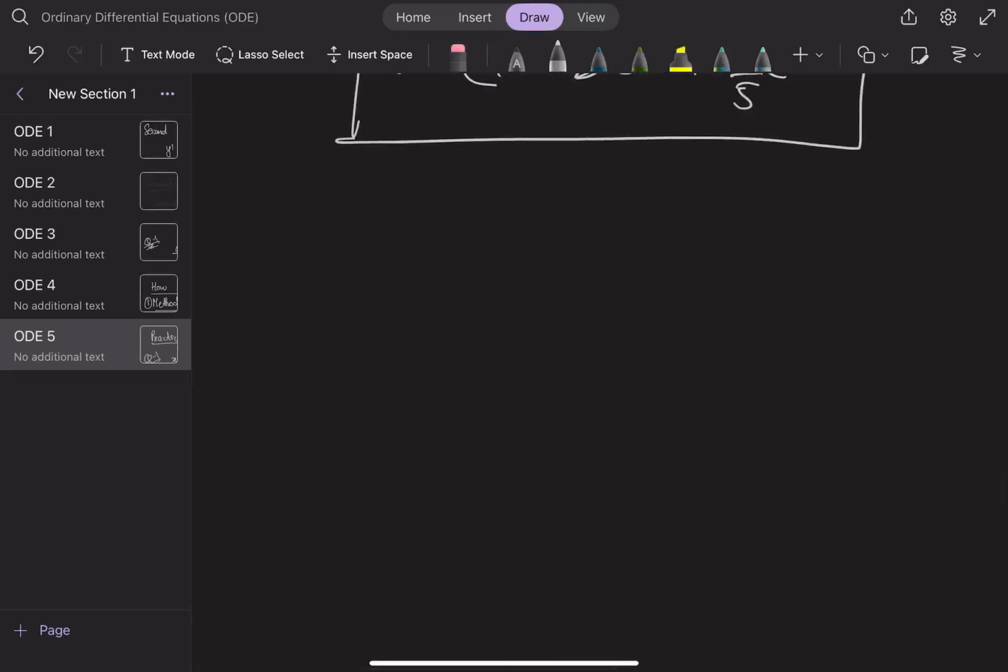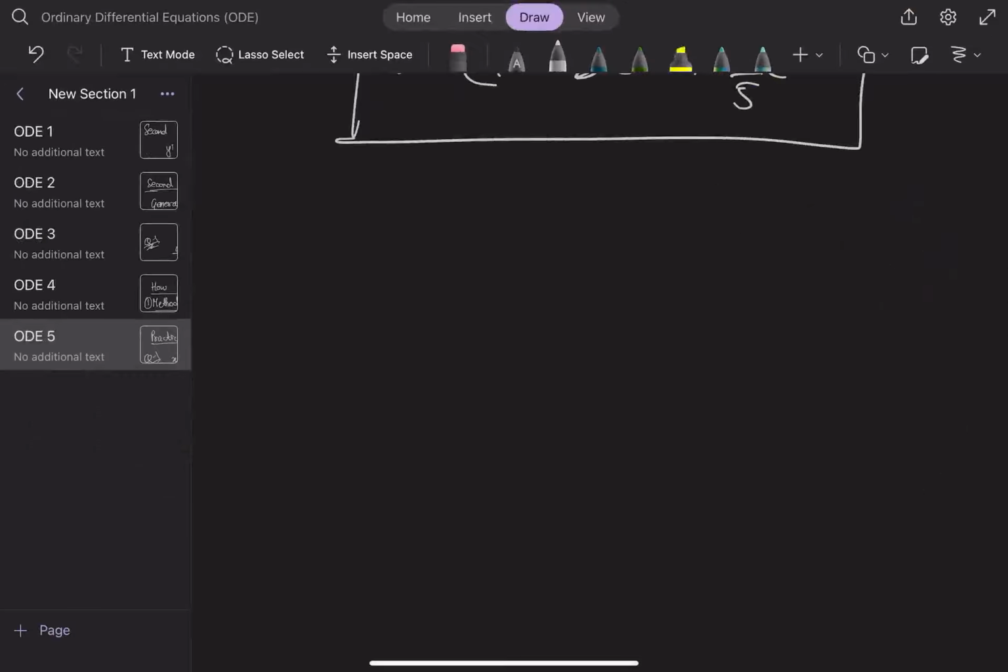Now let me give you an example where the linear dependency issue comes in so that we can understand that better, because you're going to encounter a lot of problems which have that issue. So let's go with this. X double dash plus 4x is equal to 3 sine 2t.